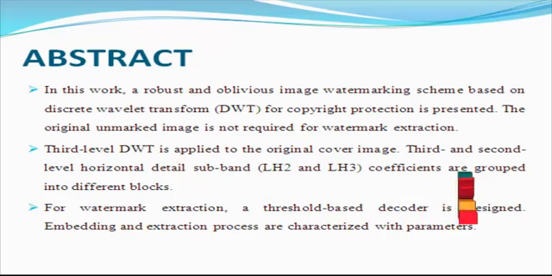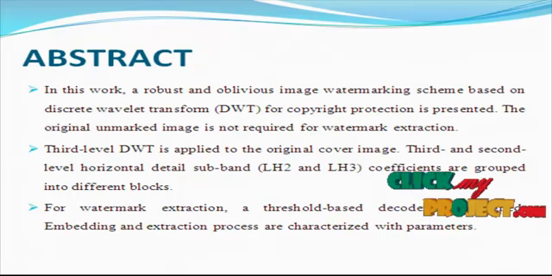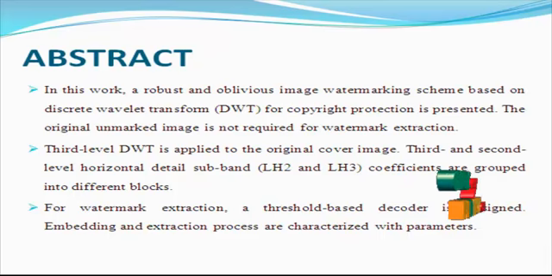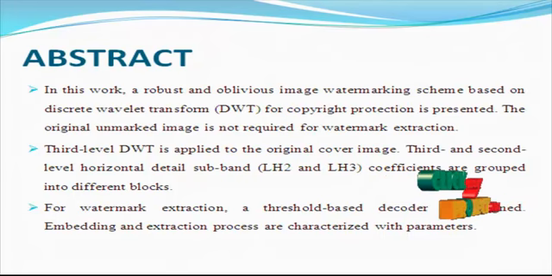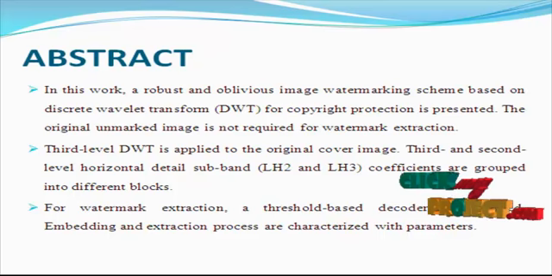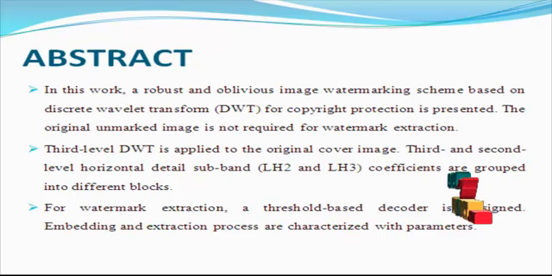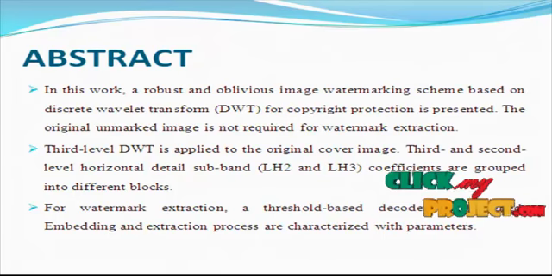The discrete cosine transformation theory was used in digital watermarking systems, and this work modifies a DWT-based methodology. A robust watermarking scheme based on the discrete wavelet transform for copyright protection is presented. The original unmarked image is not required for watermark extraction. Third level DWT is applied to the original cover image. Third and second level horizontal detail subband coefficients are grouped into different blocks. For watermark extraction, a threshold-based decoder is designed, and the embedding and extraction processes are characterized with parameters.